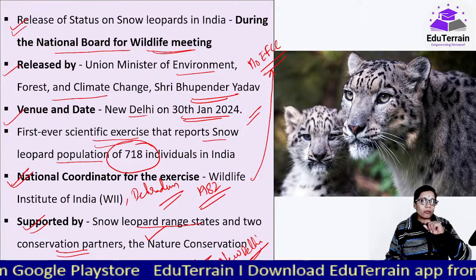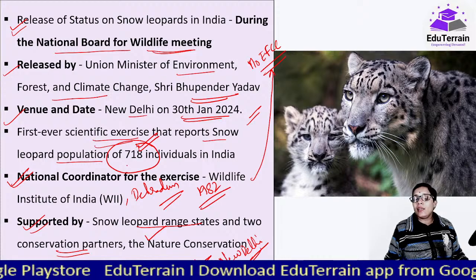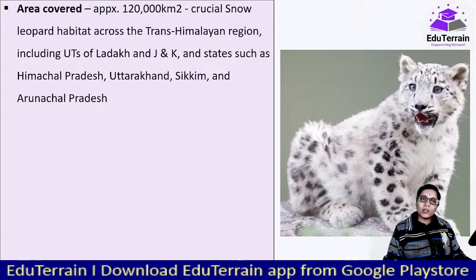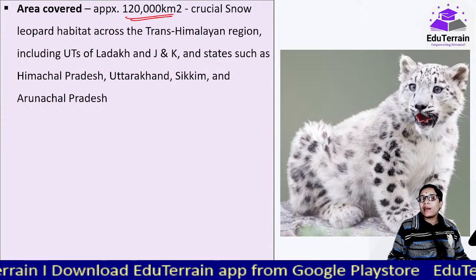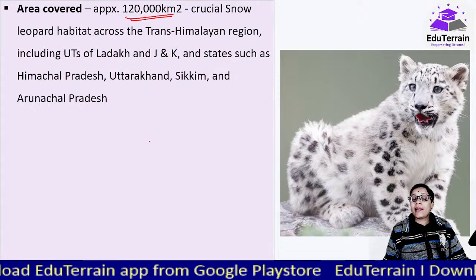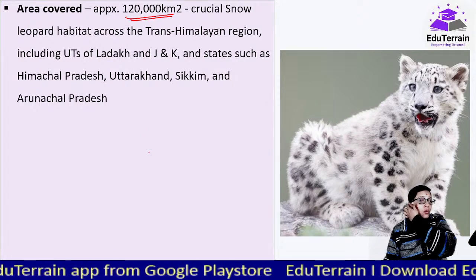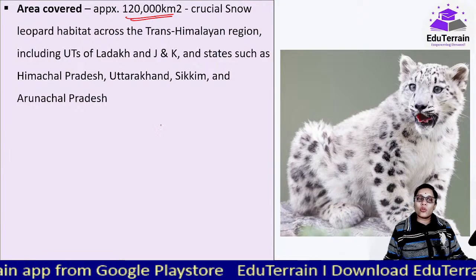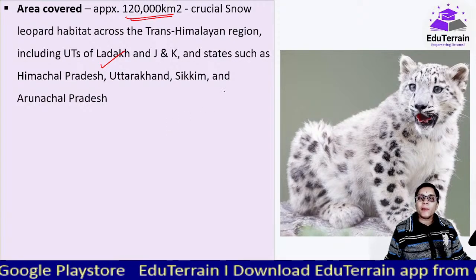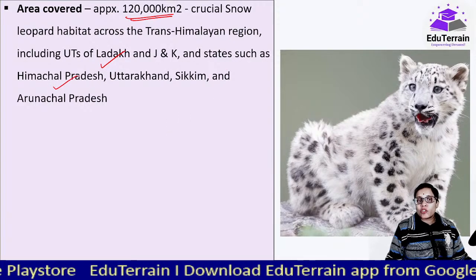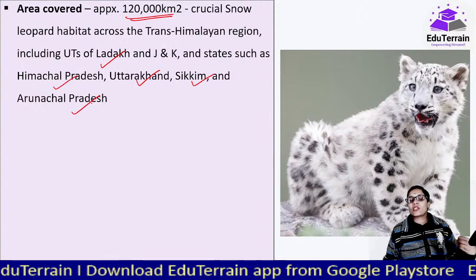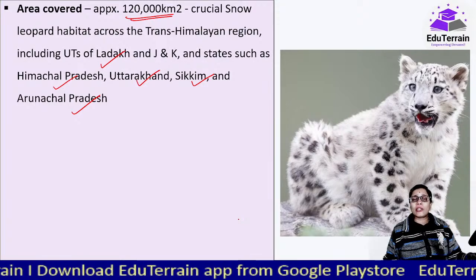Now, one fact that we have seen is that there are 718 snow leopards in India. Now, how much area is covered? The area covered is approximately 1,20,000 square kilometers. And which are those states where they have done this survey? Because as I said earlier, those states have cooperated with them. Those include the Union Territories of Ladakh and Jammu and Kashmir, and states such as Himachal Pradesh, Uttarakhand, Sikkim and Arunachal Pradesh, where the sightings of these snow leopards have been at the max.